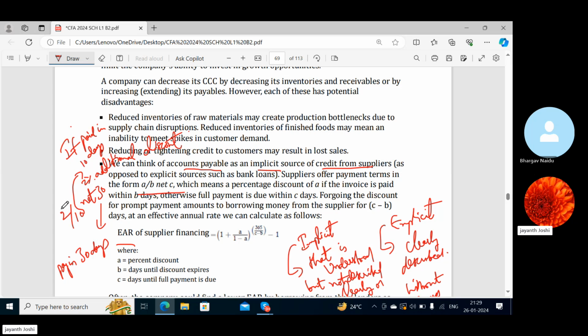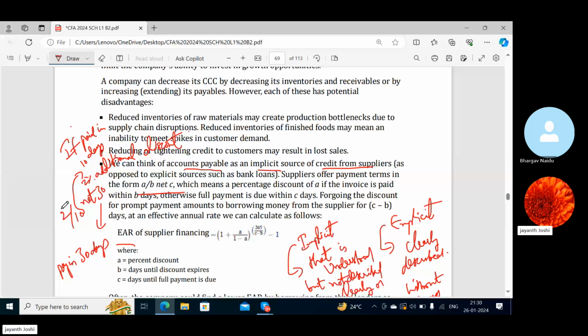But you should get that benefit more than the discount you're not availing. That means if you are skipping this discount, if you're not taking the discount, then the benefit of not taking the discount should be more than the cost of not taking the discount. Did you understand? Yes, sir. The benefit of not taking the discount should be more than the cost of not taking the discount.